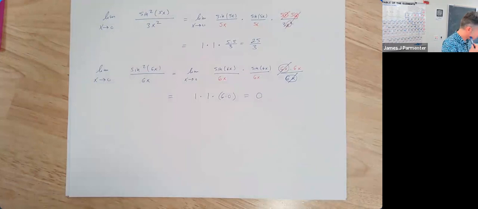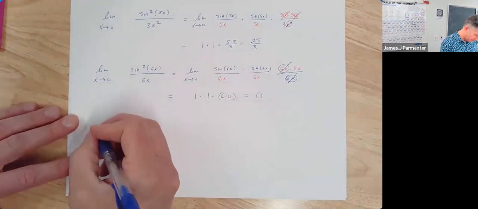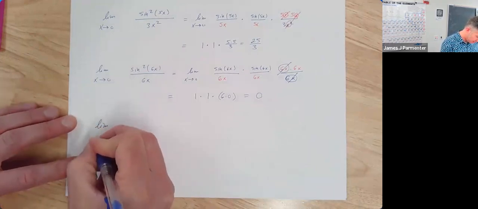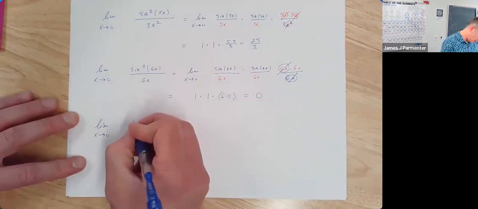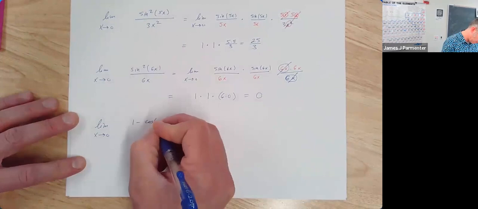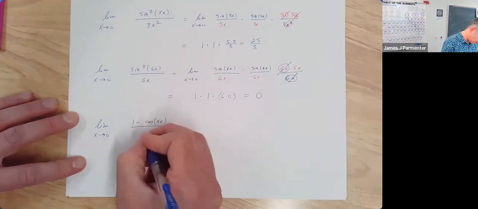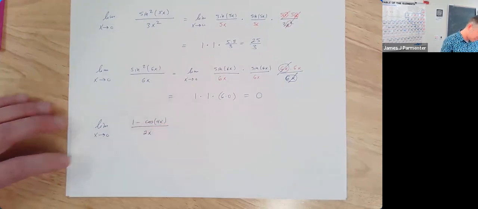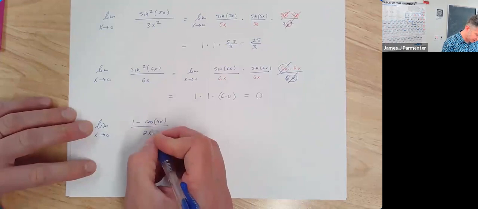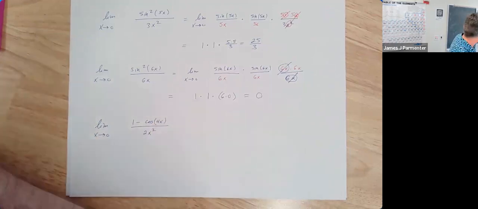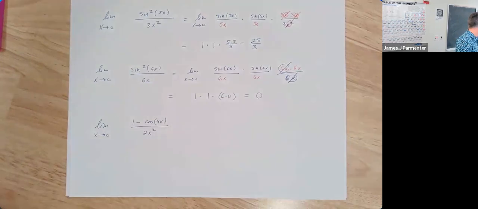Yeah, that seems all right. Let's look at the other variety of this. Let's say I want to find the limit as x goes to 0 of 1 minus cosine of 4x all over 2x. Let's make it more interesting. Let's make it 2x squared. That'll be more exciting, I think.